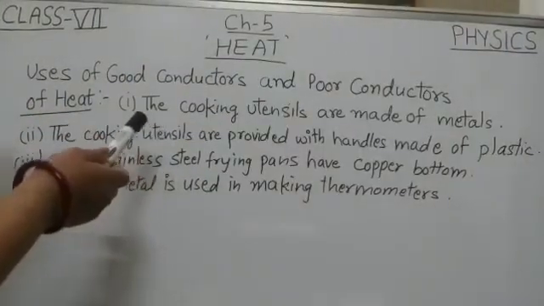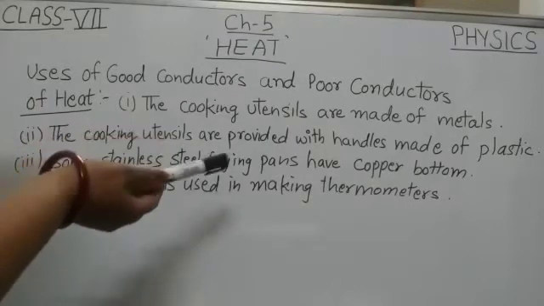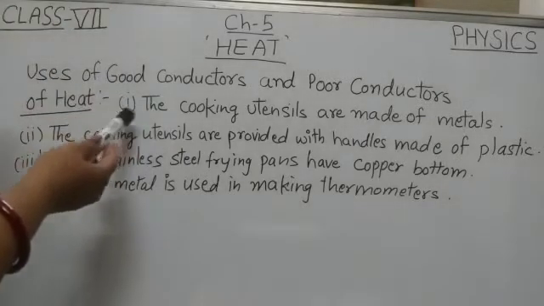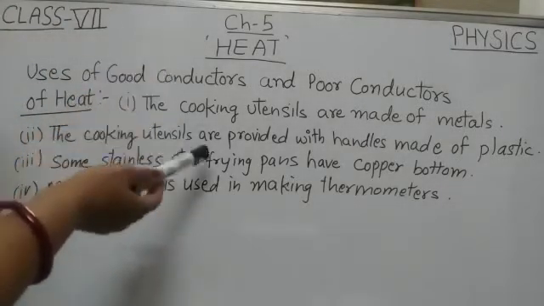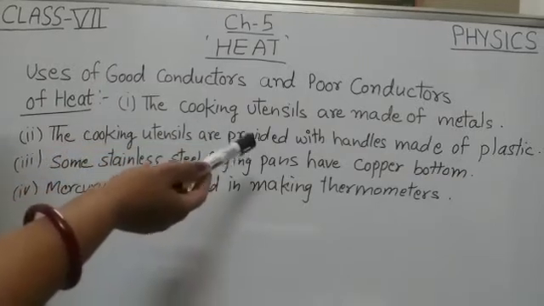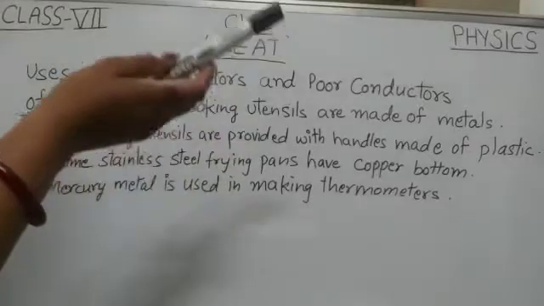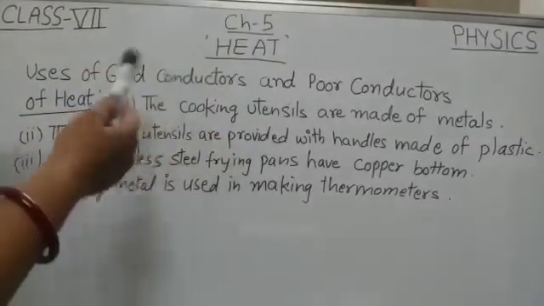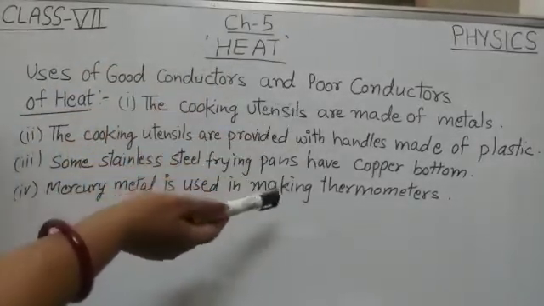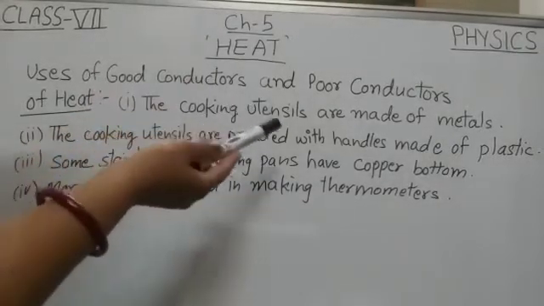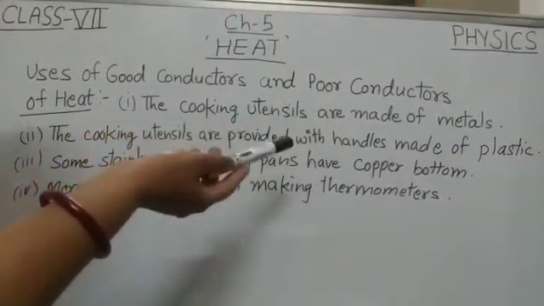Now children, in our last video we have learned about the good conductors and poor conductors of heat. Good conductors allow heat to pass through them easily, and the bad conductors do not allow heat to pass through them easily. Now the uses of good conductors and poor conductors of heat. First one, the cooking utensils are made of metals.